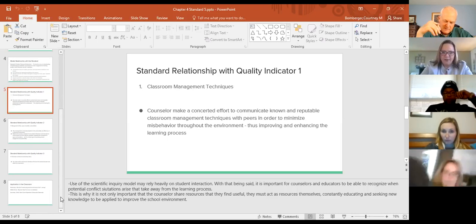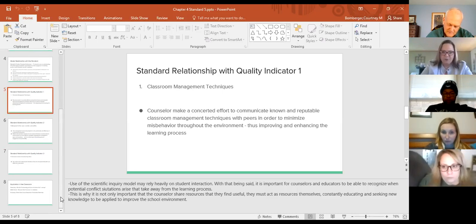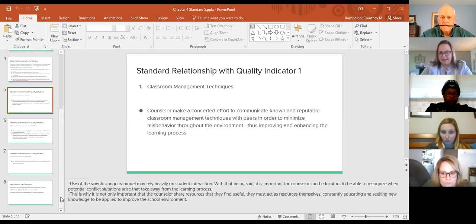inquiry model may rely heavily on student interaction. With that being said, it is important for counselors and educators to know the potential conflict situations that arise that take away from the learning process. This is why it is not only important that the counselors share resources that they find useful, but that they must act as resources themselves, constantly craving knowledge to be applied to improve the school environment and the classroom environment.